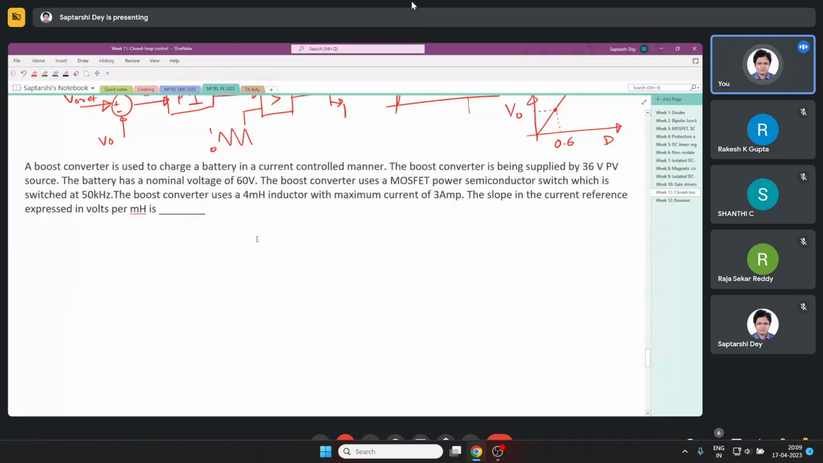Slope compensation is there in the lecture. It's a very interesting thing. If you have not gone through it, go through it. A very, very interesting thing.